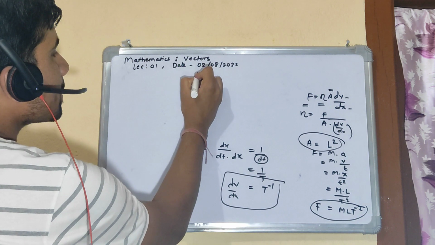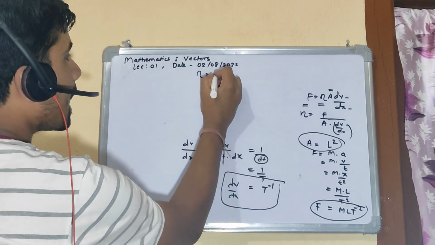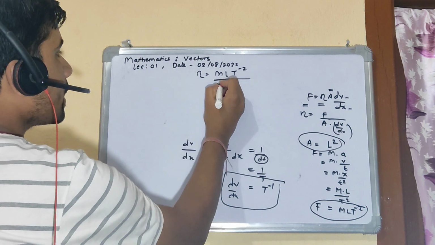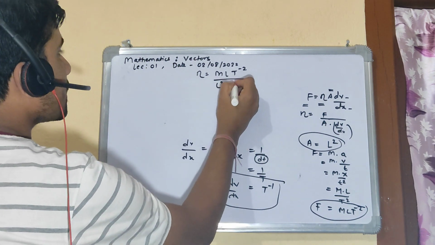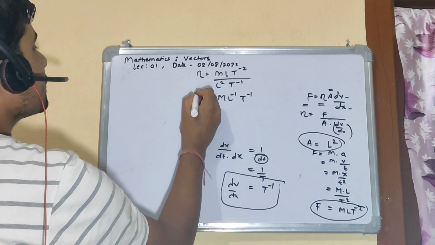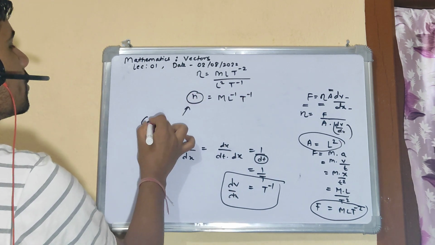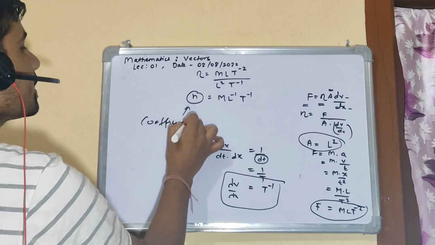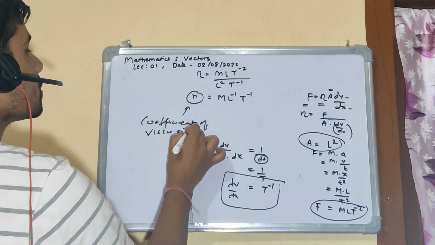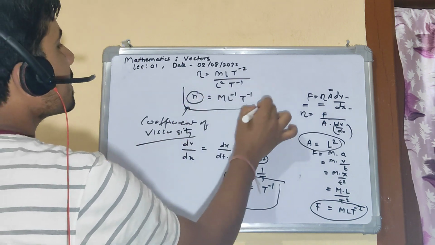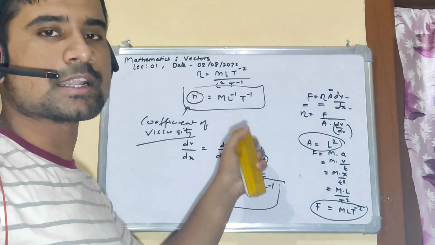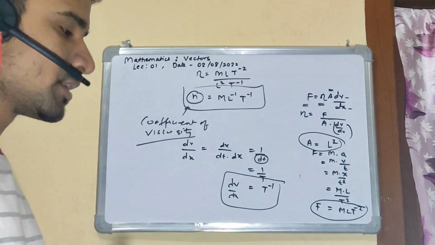So eta will be nothing but force, which is mlt minus 2, divided by area, which is L square, and this is t minus 1. So this is nothing but ml minus 1 t minus 1. This is eta, which is the coefficient of viscosity. You can ignore what it is for now, but just to explain the concept of dimension, the dimension of the coefficient of viscosity is ml minus 1 t minus 1. So I have represented this eta in terms of three fundamental quantities, right? Okay.